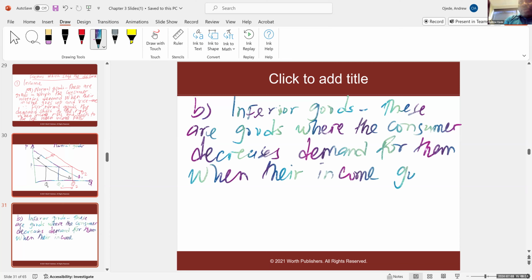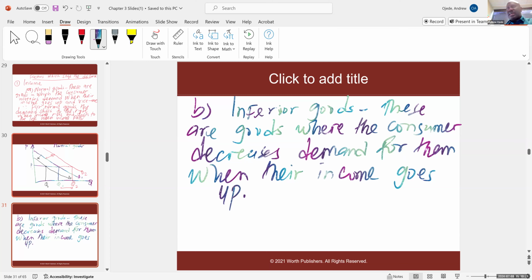So think about any good which you could decrease buying when, let's say, you win a lottery. Right now you might be driving a Honda. So you win a $20 million lottery, you might start driving a Lamborghini. You might quit driving a Honda. So to you, the Honda would be an inferior good.